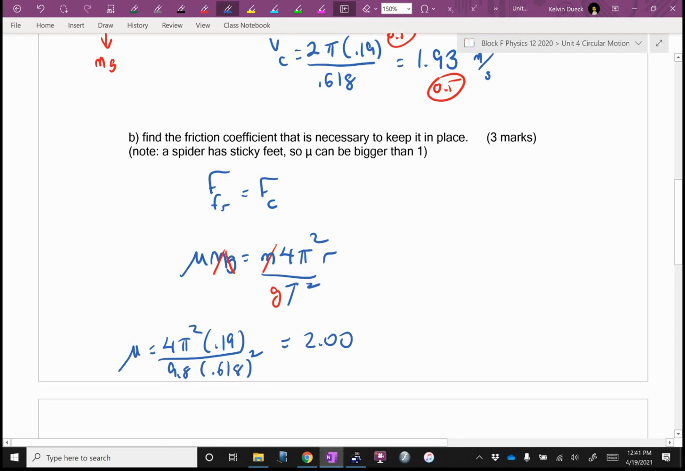What are the units for the coefficient of friction? None. Okay. So, Braden, in answer to your question, car going around a corner or spider hanging onto a record player, same physics, totally fair game as a written question on your test.